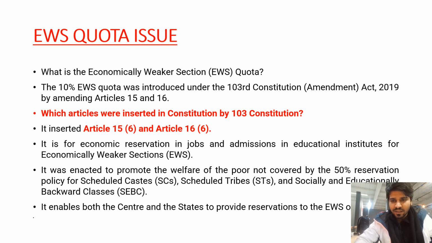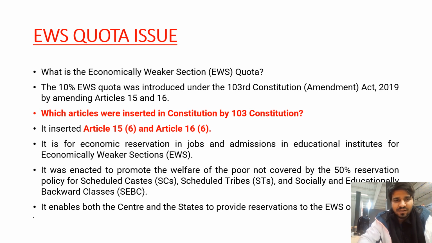EWS quota. Let's try to do it faster. What is EWS quota? Obviously, we understand it is the 10% reservation, extra reservation given to the general caste, because we already have reservation in educational institutions and government jobs for ST, SC, and OBC communities. But there was no reservation allocated for the economically weaker section of the unreserved general category. So this 10% extra reservation was allocated for this particular section.